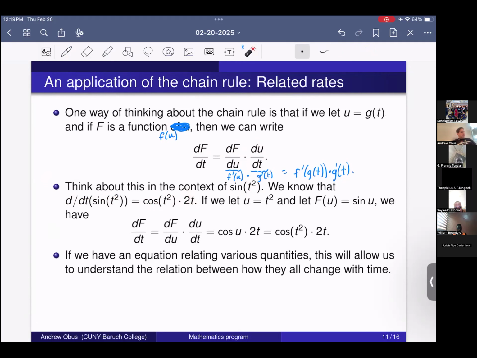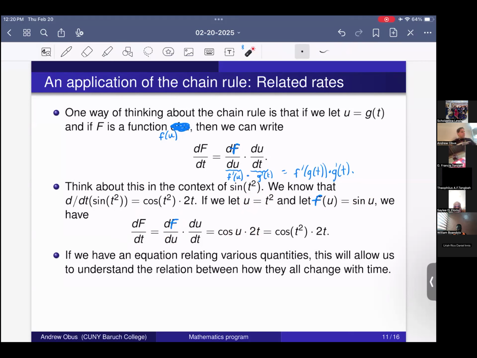So if we let u equal t squared, and we let f of u be sine of u, then the composite function is sine of t squared. The chain rule gives us the derivative of f with respect to u, that's cosine of u, times the derivative of u with respect to t, that's 2t. When you put it all together, you get cosine of t squared times 2t. Okay, so we're not doing anything new.